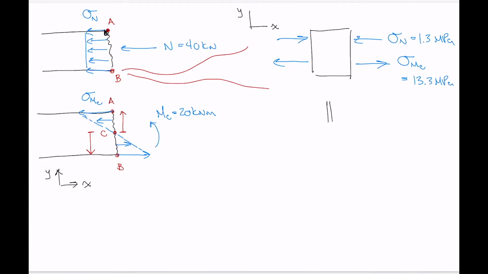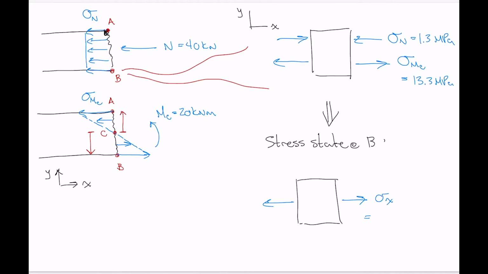So when we look at the overall stress state at point B, and we look at combining those stresses, instead of one compressive stress and one tensile stress, now we just have one tensile stress, sigma subscript x, and its value is the difference between those two stresses. So we've got 13.3 minus 1.3 equals 12.0 megapascals. Okay, so that's the general idea of combined loading.